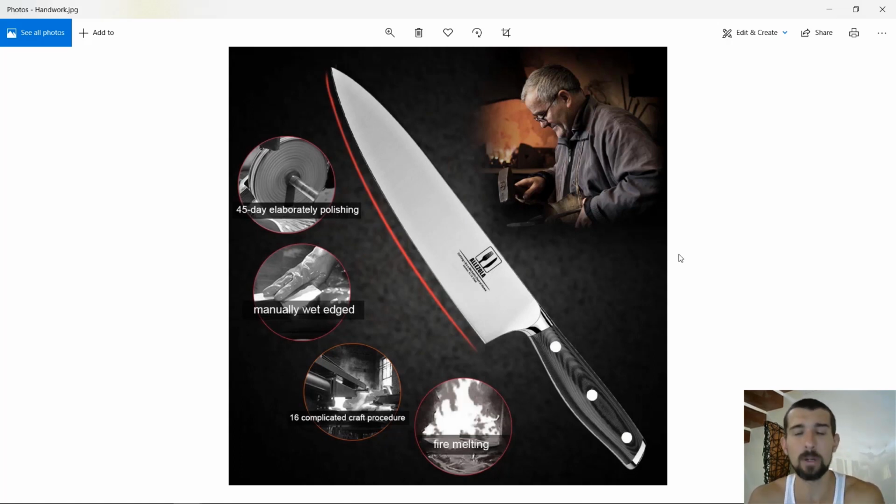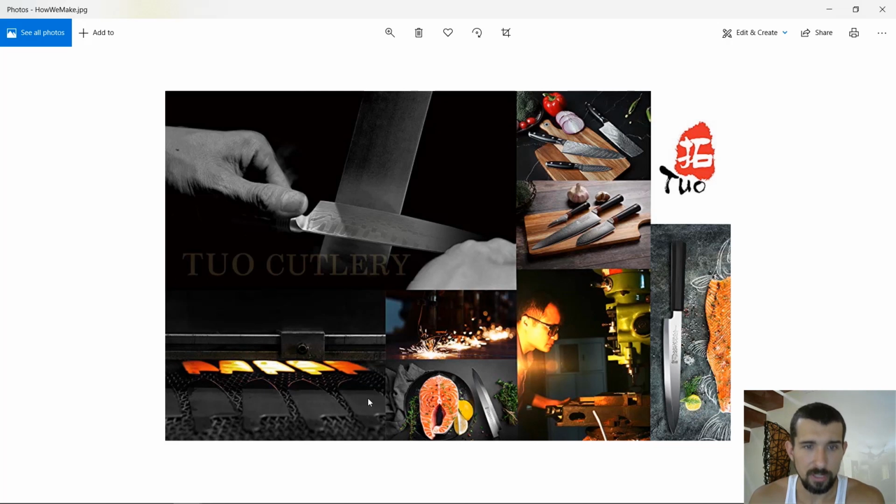Well, there's some spelling mistakes here, but nevertheless, the idea here is to show how manual it is created. Next, we have Tuo Cutler. You see again, here we have a dude creating the knife. I think it's part of their EBC. I put it from there. But the thing is, it was manually created.